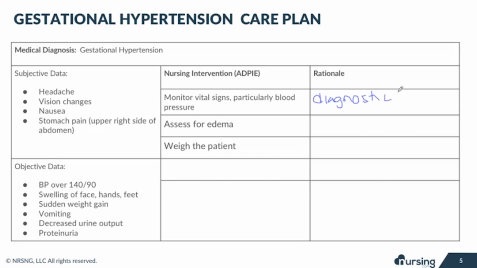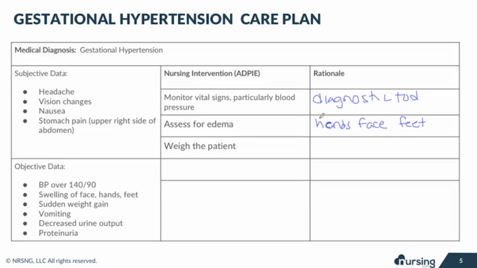So our big diagnostic tool, looking at that blood pressure. The blood pressure may fluctuate some or spike quickly, so we're just going to monitor for changes in those elevations. Then we're going to assess for edema. Now remember, typically, the hands, face, and feet. So just checking for signs of edema.